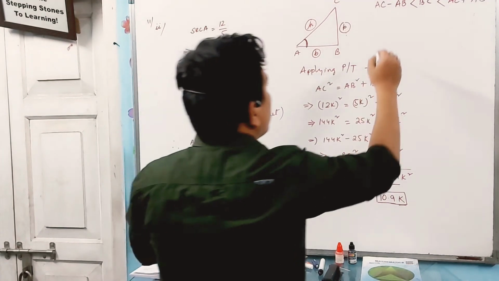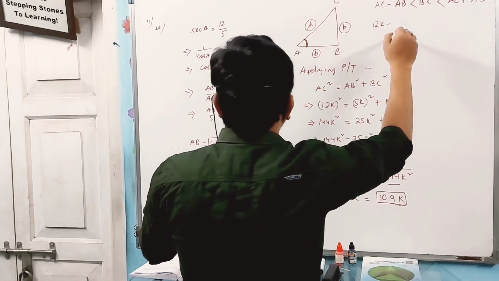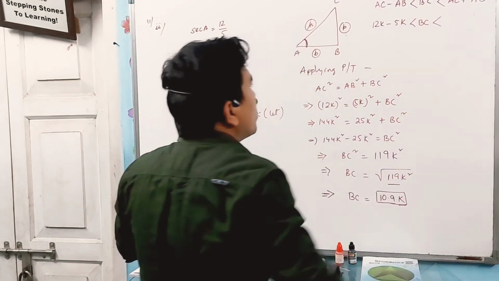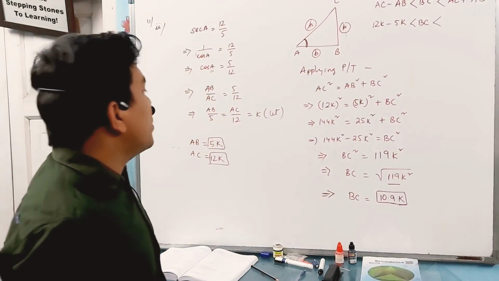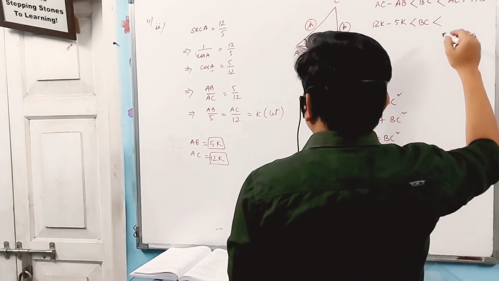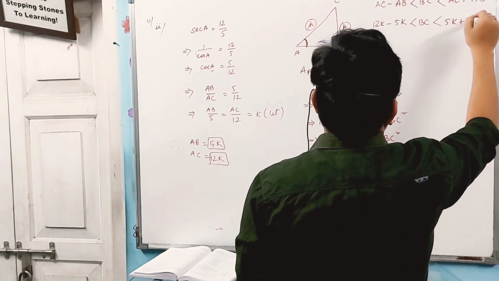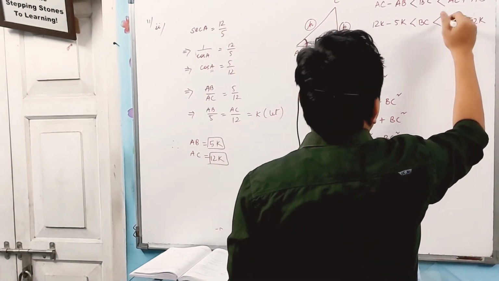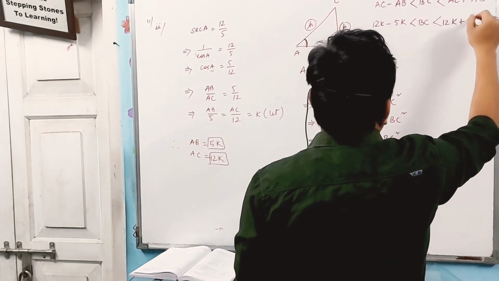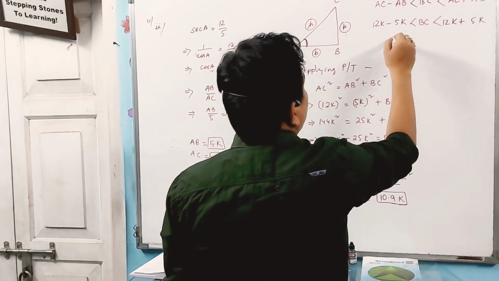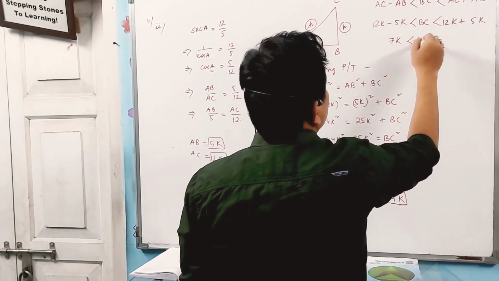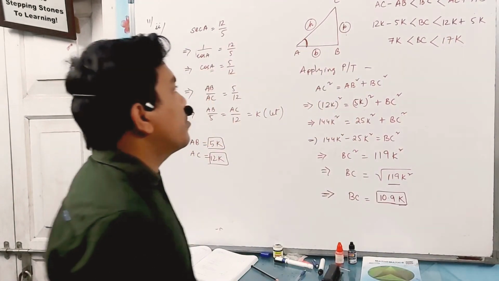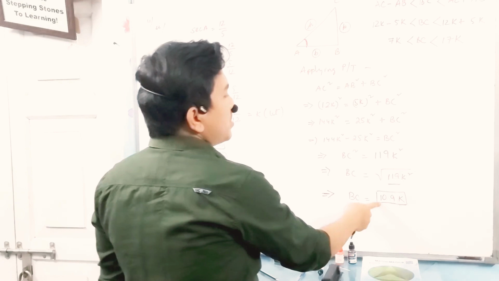AC is 12K. What is AB? 5K. That is BC. Now AC plus AB. Sorry, AC is 12K and AB is 5K. So what will you get? 12K minus 5K is 7K, and the sum is 17K. Now we have to check whether BC is what?